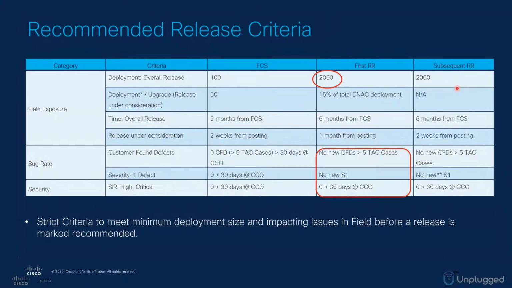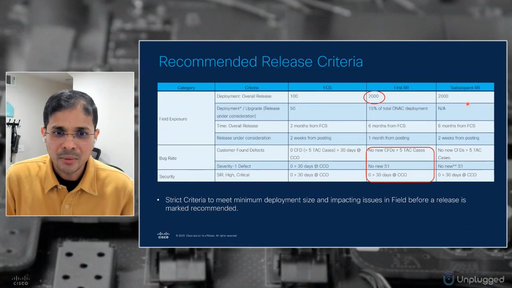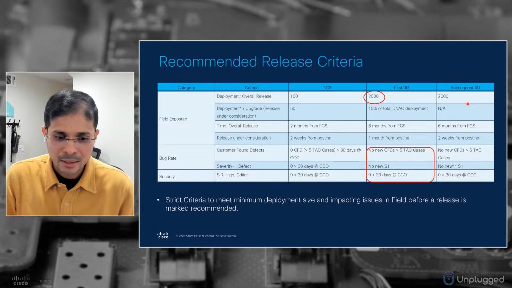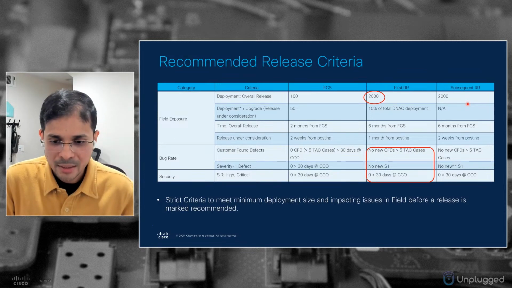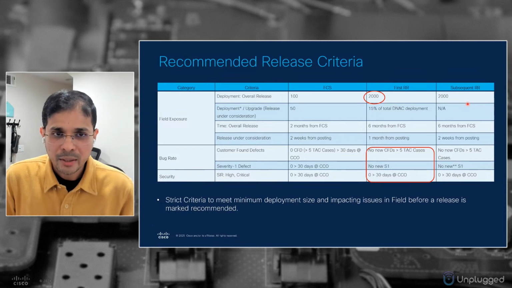Now, the other question that comes to us most of the time when we discuss with customers is: how do you actually mark a recommended release? And when it's marked as a recommended release, do I actually go ahead and upgrade? One of the things we have learned over a year and a half is that we have to give the field confidence that when we mark something as a recommended release, it is a recommended release.